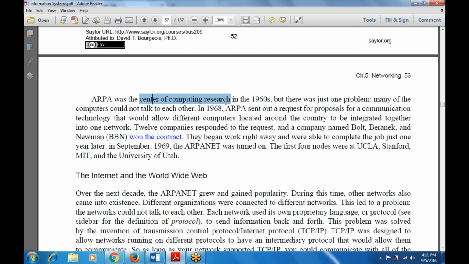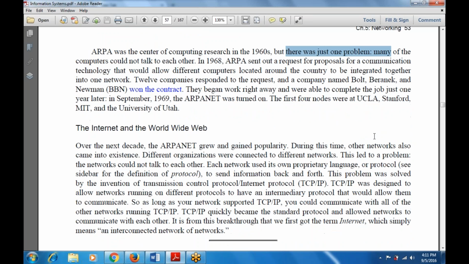ARPA was the center of computing research in the 1960s, but there was just one problem: many of the computers could not talk to each other. So in 1968, ARPA sent out a request for proposals for a communication technology that would allow different computers located around the country to be integrated together into one network. Twelve companies responded to the request.